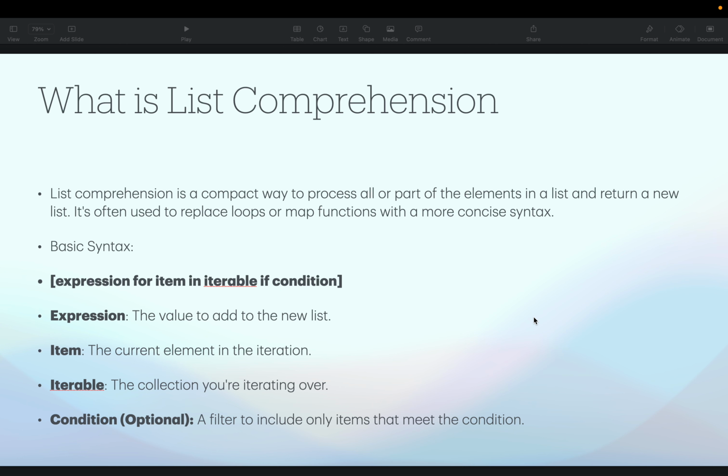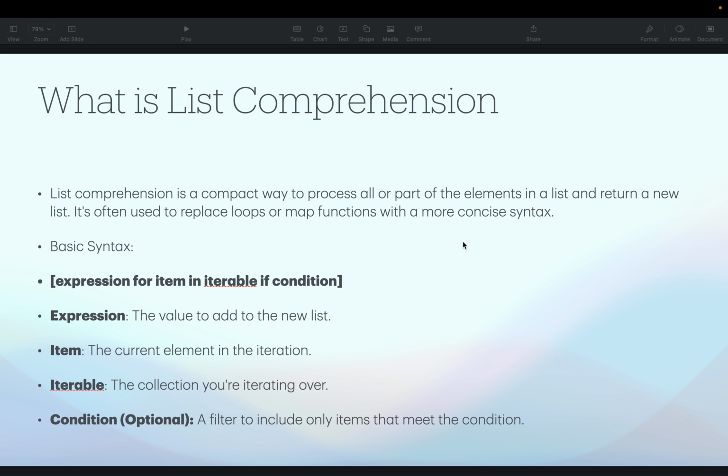So today we are going to learn about list comprehension in Python. What is it and how we can replace the traditional for loop using list comprehension. Basically, it is a compact way to process all of the elements from a list and return a new list using some computations. It is often used to replace loops and the map function with a more concise syntax.